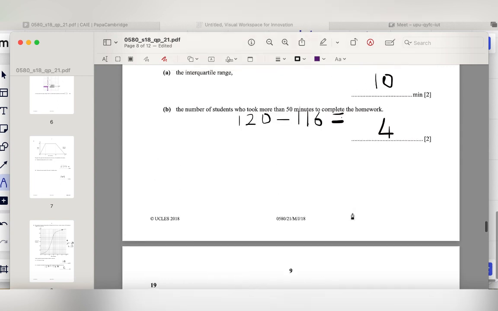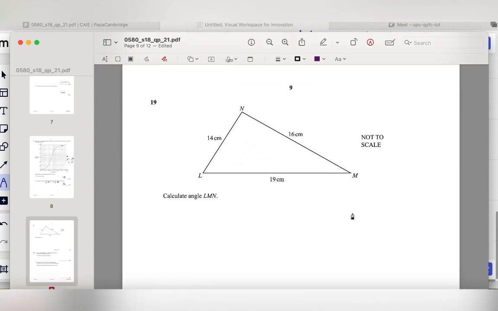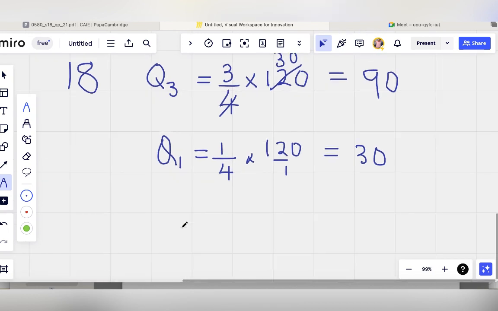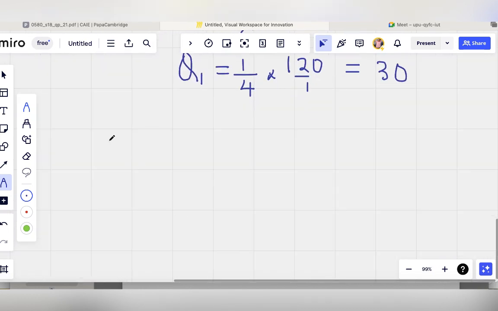Then let's see the next question. The next question is: calculate angle LMN. Okay, here we're going to use the cosine rule in trigonometry, which we have looked at. So let's draw this one on our board and try quickly to solve it. Question 19, right? Yep.